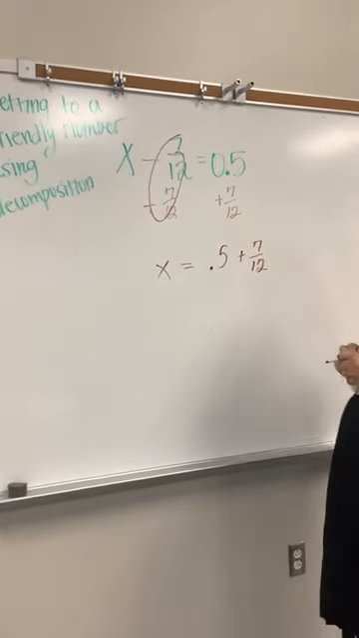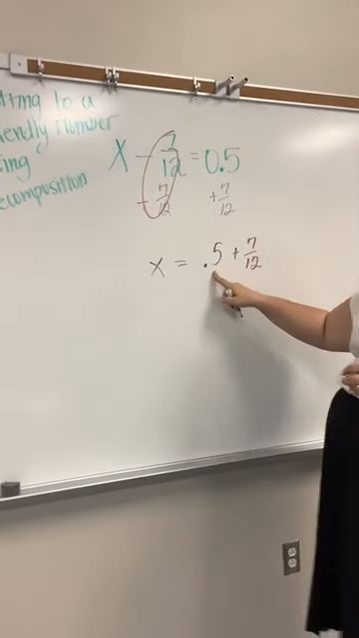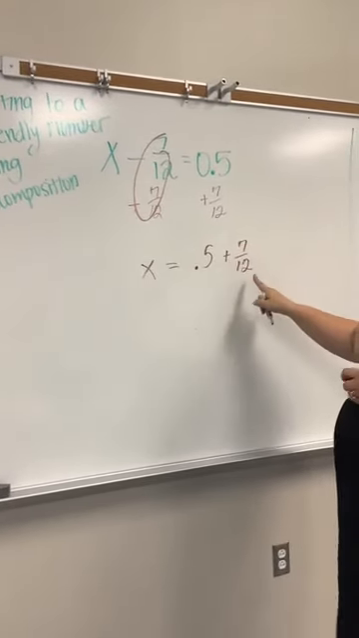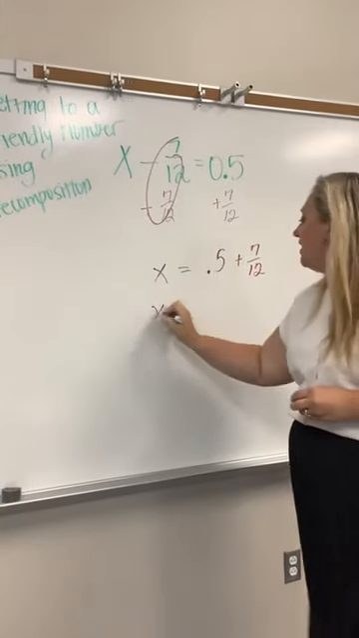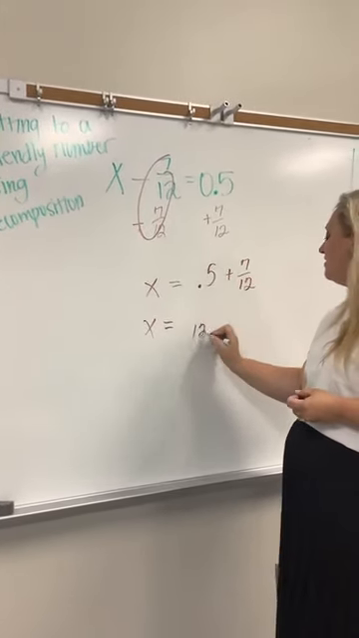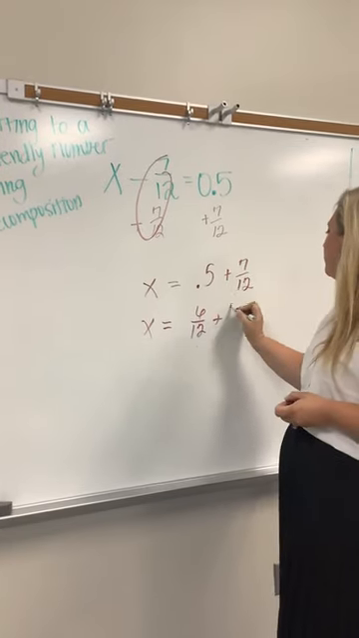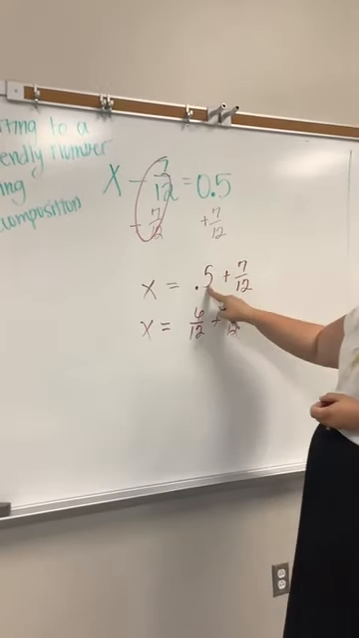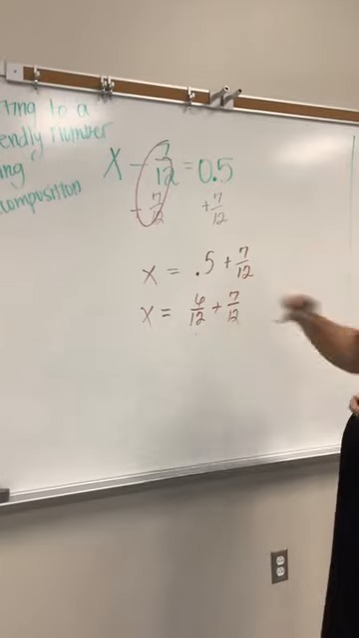Okay, and we're going to think about taking our rational number in decimal form and turning it into a fraction. So I'm going to say that x is, let's see, if I have a half of 12 is 6. So I have 6/12 plus 7/12. So turning my 5/10 into 6/12.